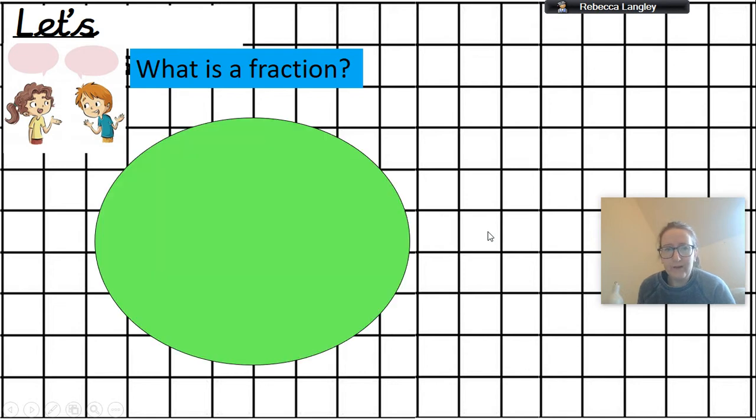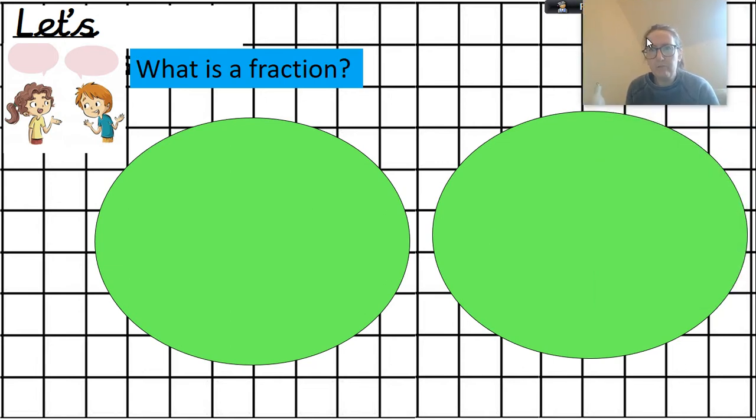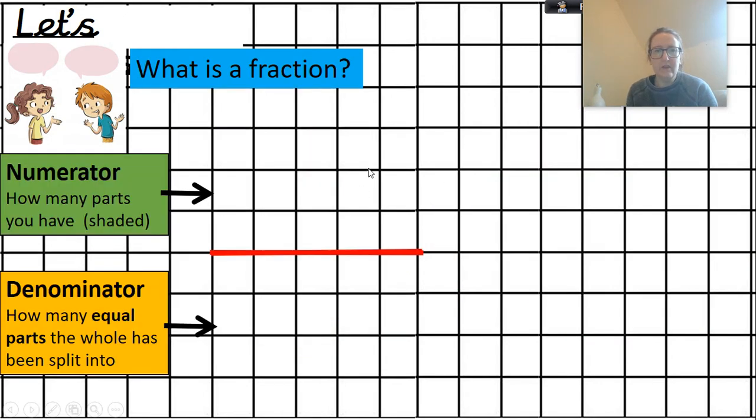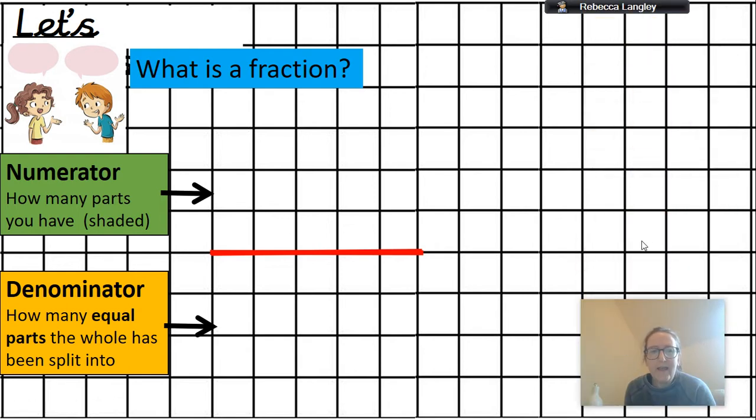Okay, so what is a fraction? A fraction is just parts of a whole. You can see that each of those green blobs just represents half of a whole shape. That's all it is. So the numerator is the top part, and in simple terms, if you're looking at a shape, it's how many parts you have shaded, and the denominator is the bottom part, how many equal parts the whole has been split into.